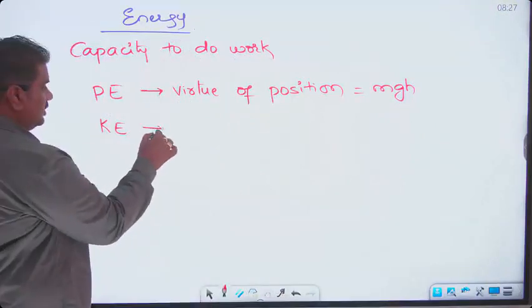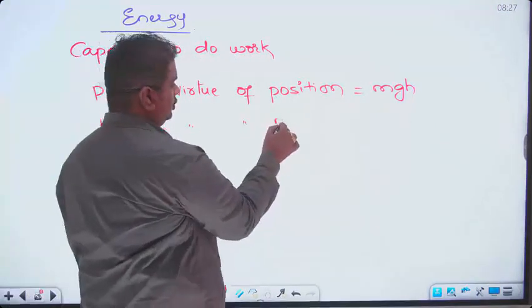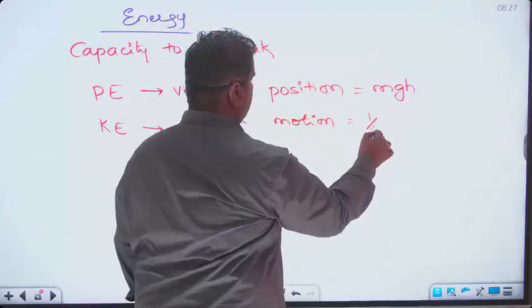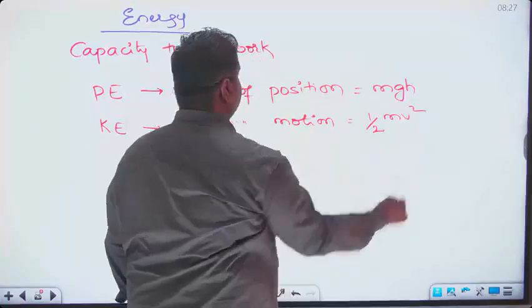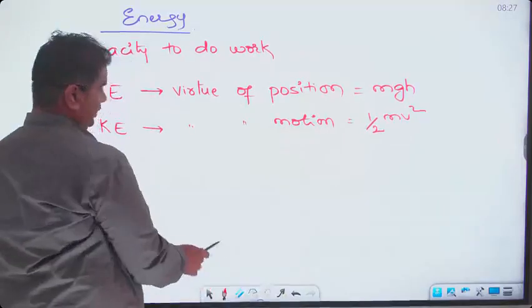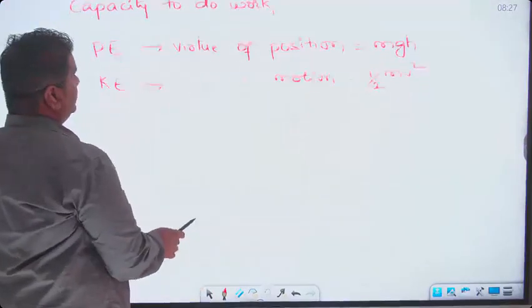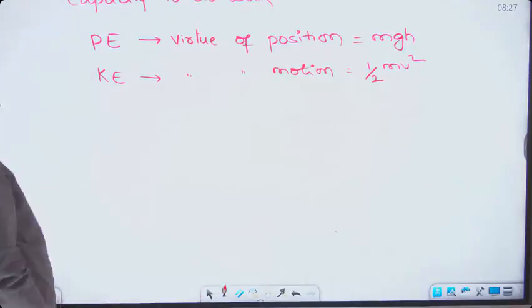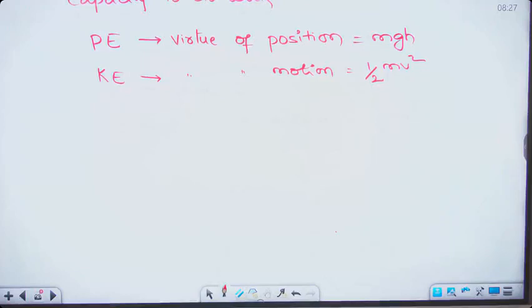The energy by virtue of motion: any object which is in motion has some amount of energy, which is given by half mv square. So kinetic energy equal to half mv square. At the same time, potential energy equal to mgh అని అంటాం. Any object which is at a height from the ground will definitely have potential energy. Any object which is in motion will definitely have a certain amount of kinetic energy.